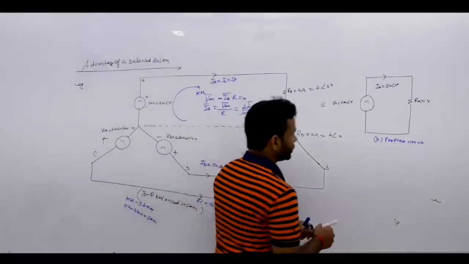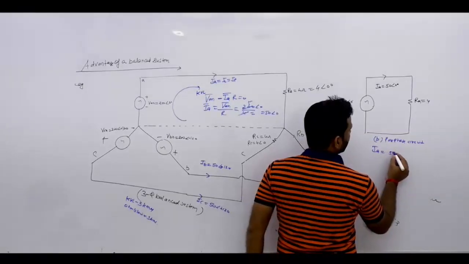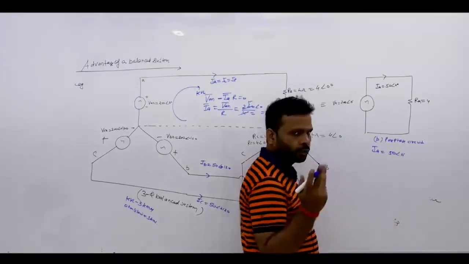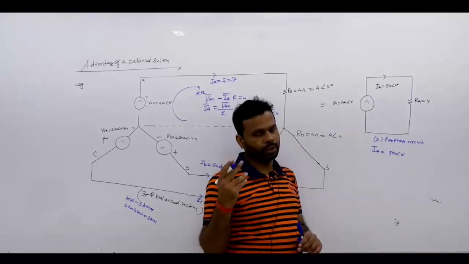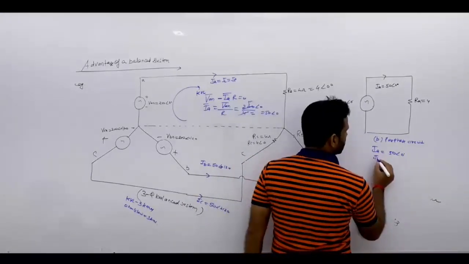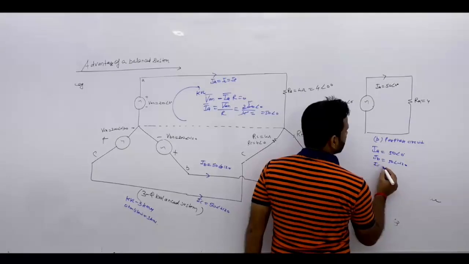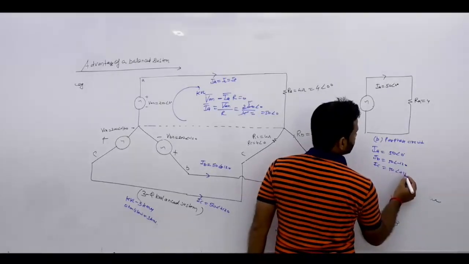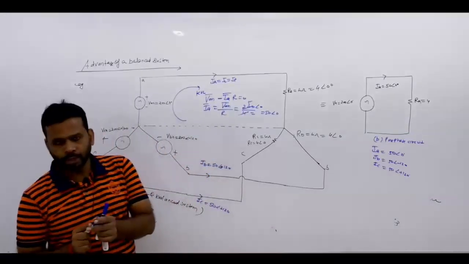Like, suppose your first phase, the A phase current, is 50 angle 0 degree. And what is the condition of a balanced system? For the balanced system, magnitudes are equal and angles are 120 apart. So your IB is what? IB is 50 angle minus 120. IC is what? 50 angle plus 120. ठीक है यहाँ तक?